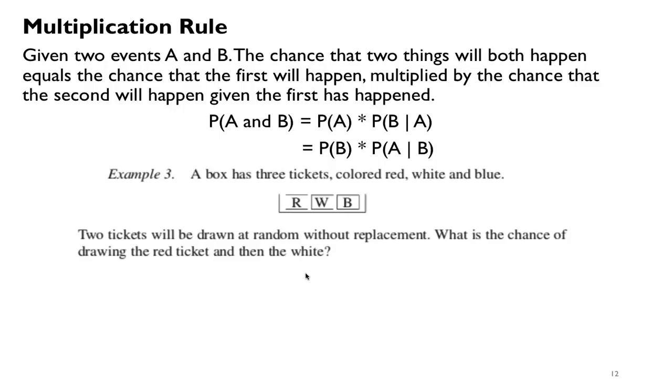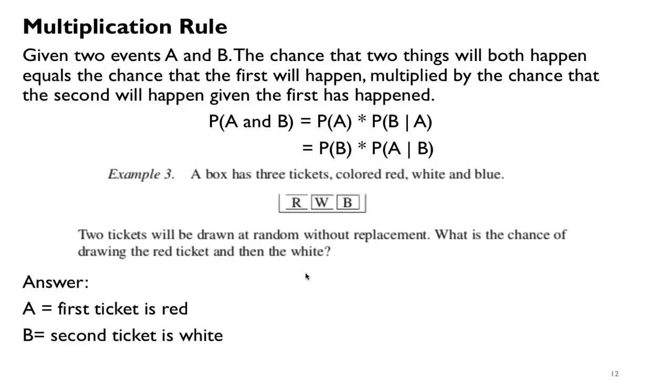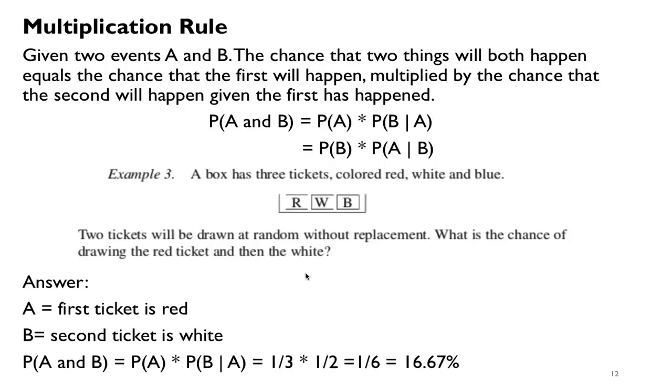As an example, you have a box of 3 tickets, red, white, and blue. We pick 2 tickets at random without replacement, so we don't put it back. What's the chance of drawing a red ticket, then a white ticket? So let A be the first ticket being red, B the second ticket being white. To find the probability of A and B happening, in other words, the first ticket is red and the second is white, you find the probability of A times the probability of B given that A has happened.